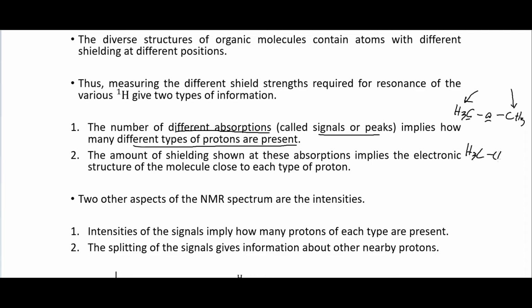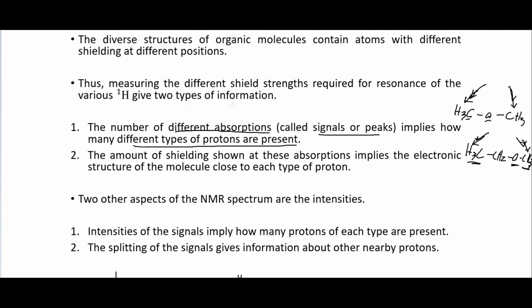Whereas, say, something like H3C, CH2 bound to O, bound to CH3, while these hydrogens are bound to a carbon, and these 3 hydrogens are bound to a carbon, they are in different chemical environments because these ones here are closer to an oxygen than these ones. So these hydrogens here are called equivalent, while these ones are not equivalent. Equivalent ones will all show up at the same peak. Non-equivalent ones will have their own peaks.